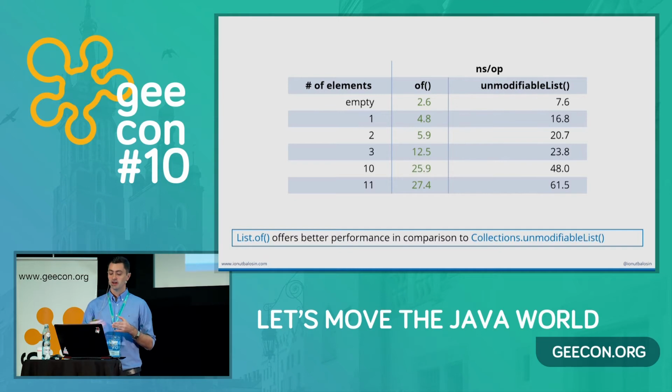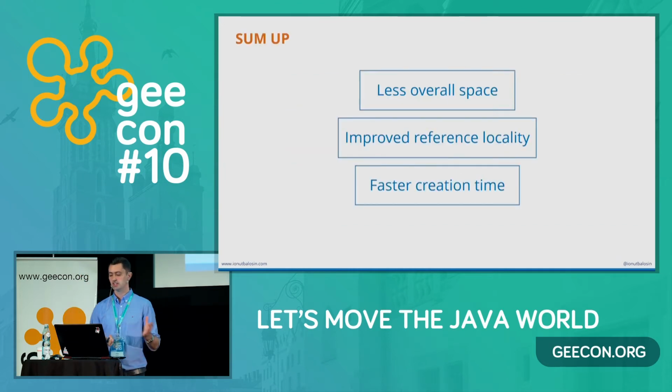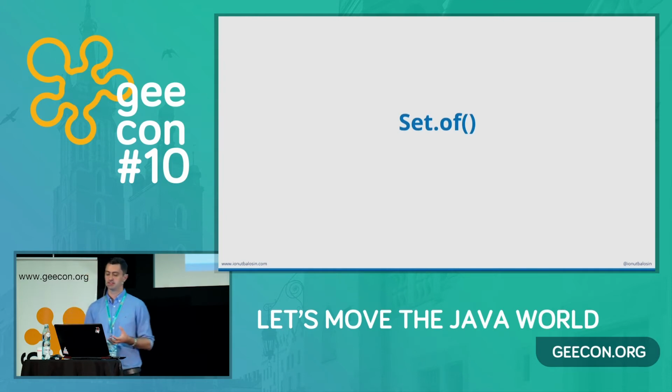Here I measured, for example, the performance between the of method and unmodifiable list, the creation time actually, using different numbers of elements: 1, 2, 3, 10, 11. And in all cases, the of method proved to be faster, which leads me to the final conclusion that these factory methods have better reference locality, they preserve space, and also based on the previous test, the creation is faster. In the case of set, it's the same.